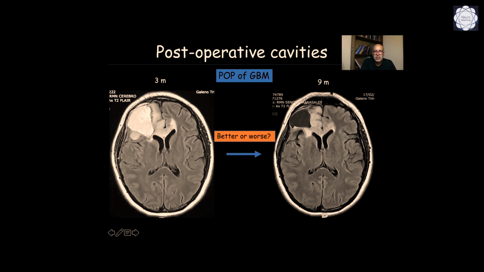But 6 months later, you can see that the cavity is smaller and there is less mass effect on the surrounding parenchyma. So you may think that this tumor is better, but in reality, there is no change. There is no important change in the amount of tumor. There has been a change in the cavity, which is not that important.